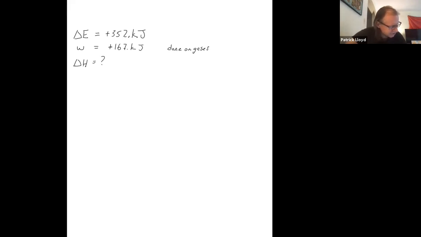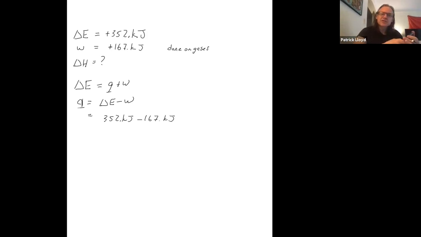Well, let's go back to our equations. We have delta E equals Q plus W, right? So we know delta E and we know W. What can you calculate? You can calculate Q. So let's just rearrange this. Let's just say Q is delta E minus W, right? So that would be 352 kilojoules minus 167 kilojoules. Okay, so 352 minus 167, and you get 185. But that's not what the question was. The question was, what's the enthalpy change?